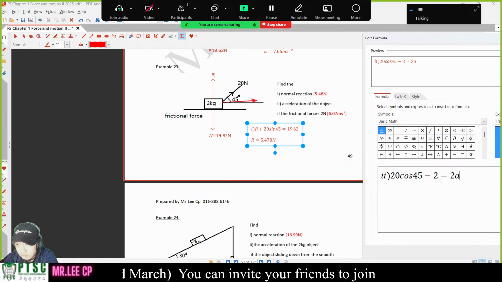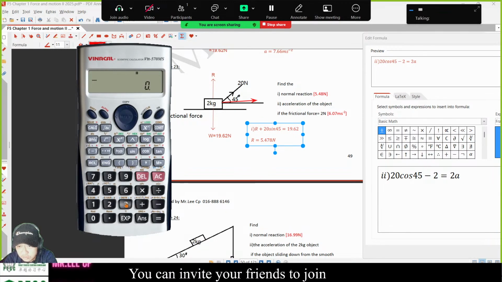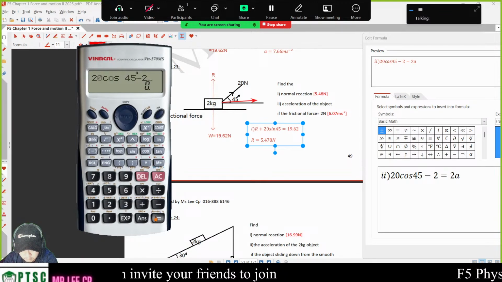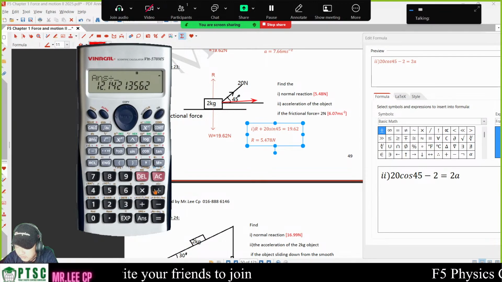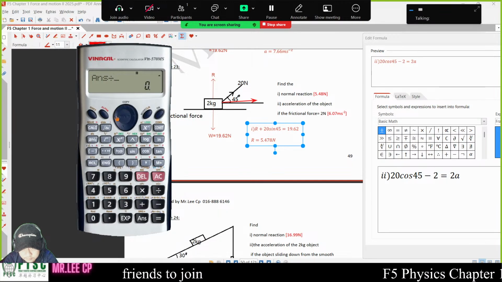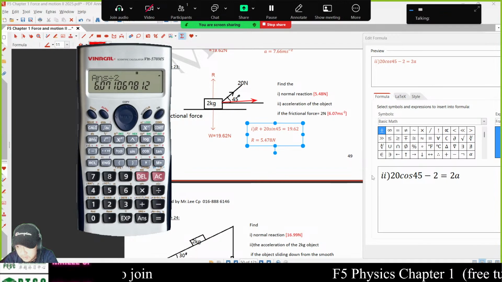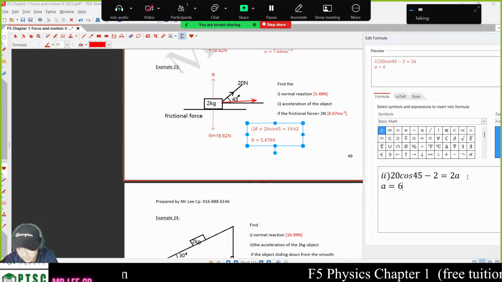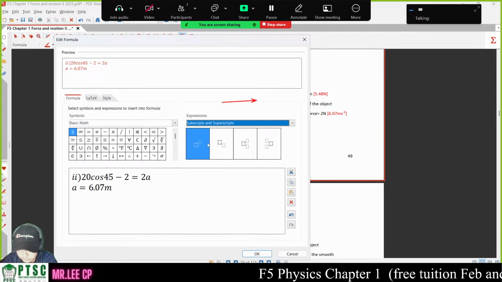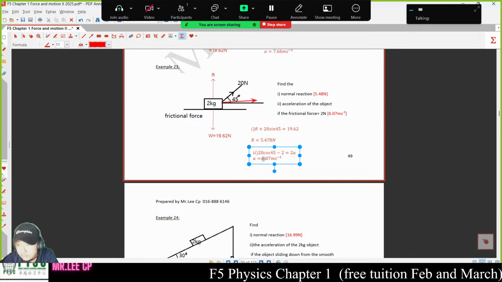So I can find the acceleration here. 20 cos 45 minus 2, divided by 2. So 6.07. A is equal to 6.07 m/s². Okay, this is what we have.